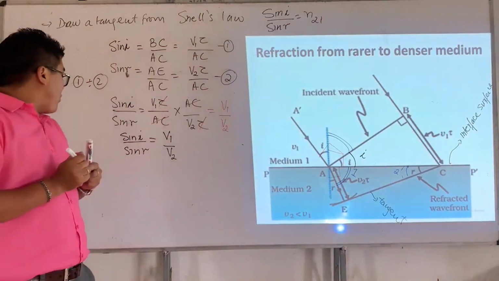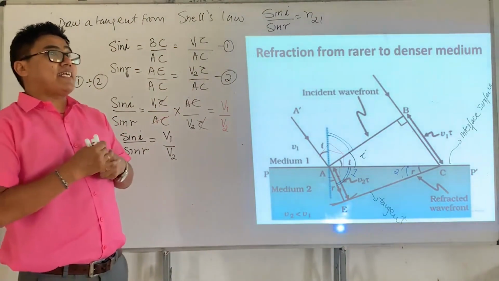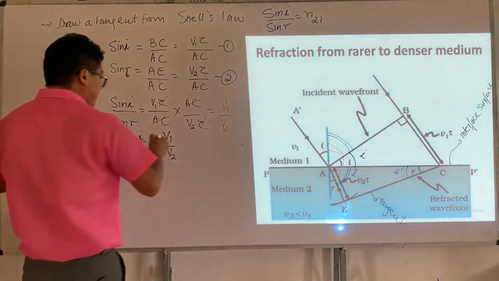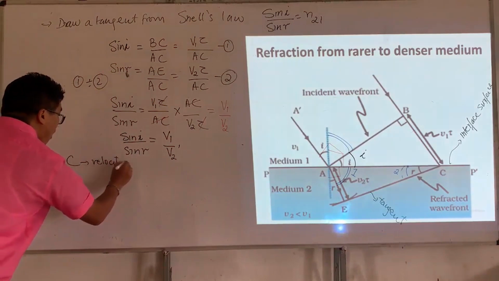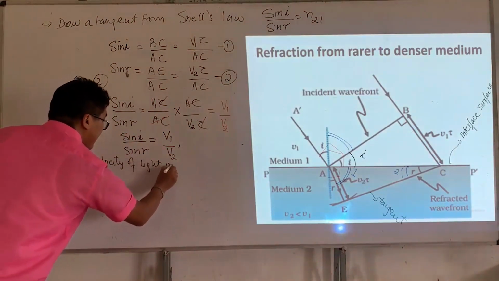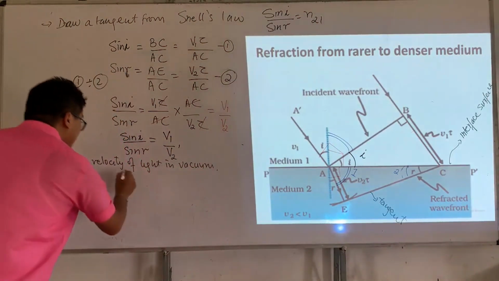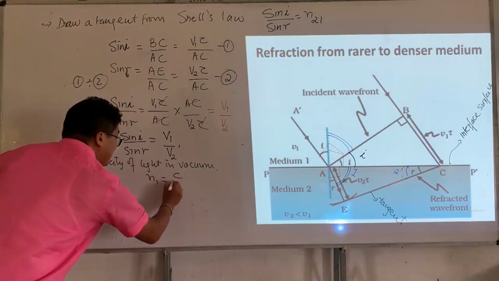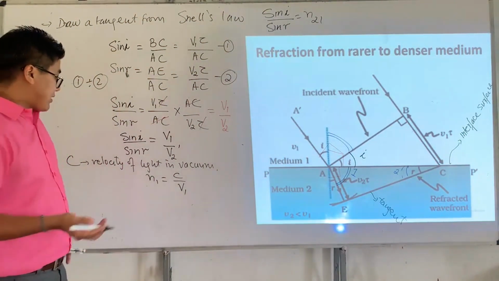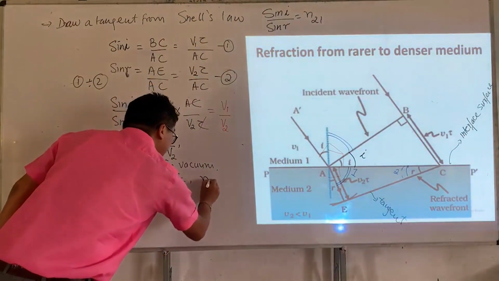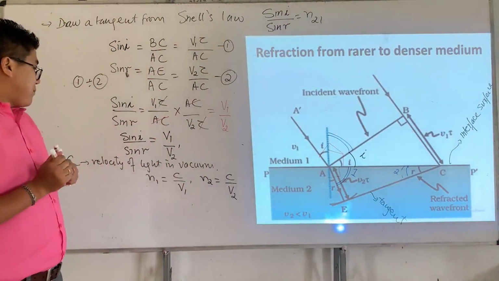And we know that V1 is the velocity of light in our first medium and V2 is the velocity of light in the second medium. So now let's say C is the velocity of light in vacuum. Therefore N1 is going to be C by V1, the refractive index of the first medium. This is what we have done in ray optics, absolute refractive index. N2 is going to be C by V2, the refractive index of the second medium, right?